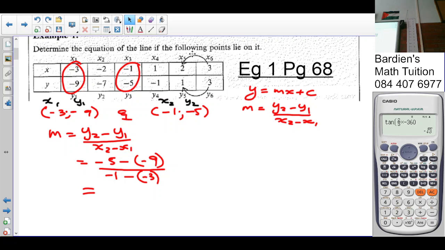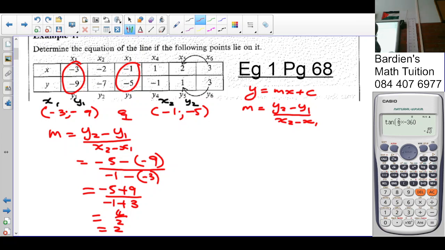Alright, so what does this give us? Negative 5 plus 9 over negative 1 plus 3, which is 4 over 2, which is 2. Not so? Alright. Is it right? Right.